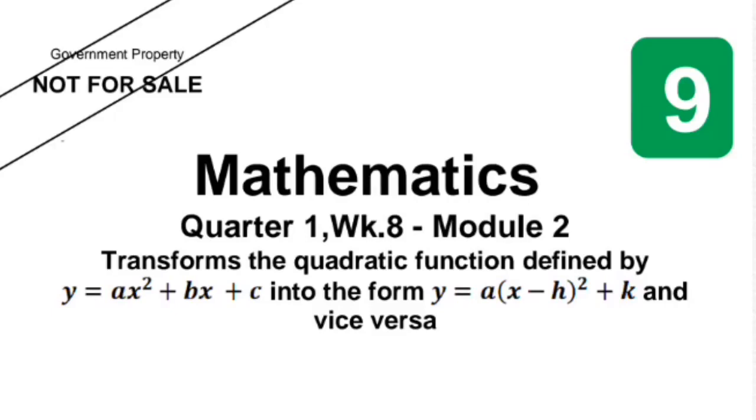For this video, I'm going to discuss Math 9 Module Quarter 1, Week 8: transforming the quadratic function defined by y equals ax squared plus bx plus c into the form y equals a times the quantity of x minus h squared plus k, and vice versa.